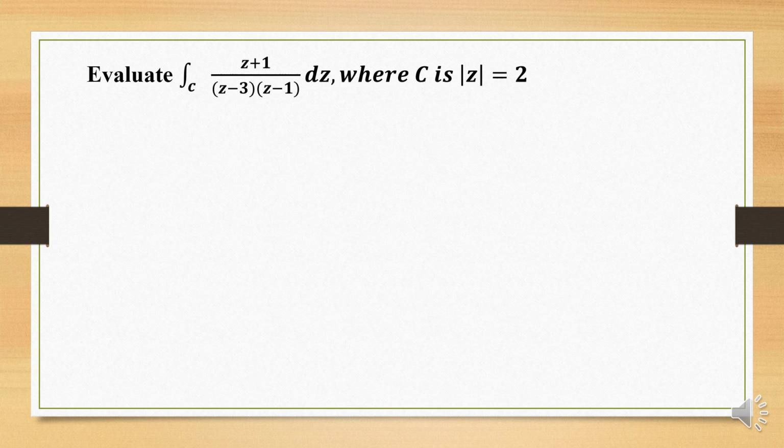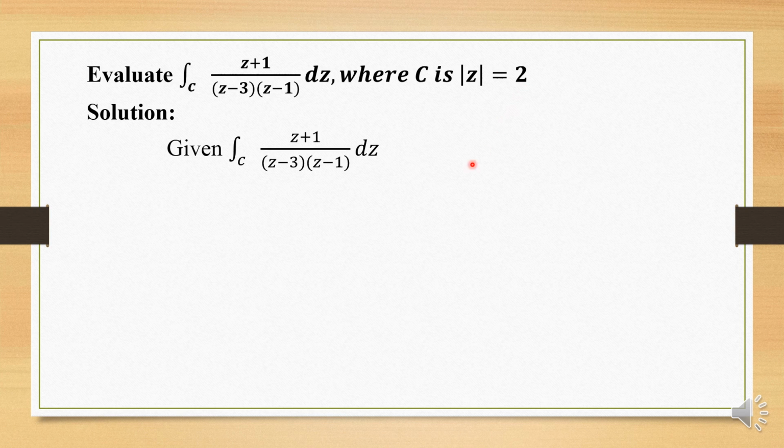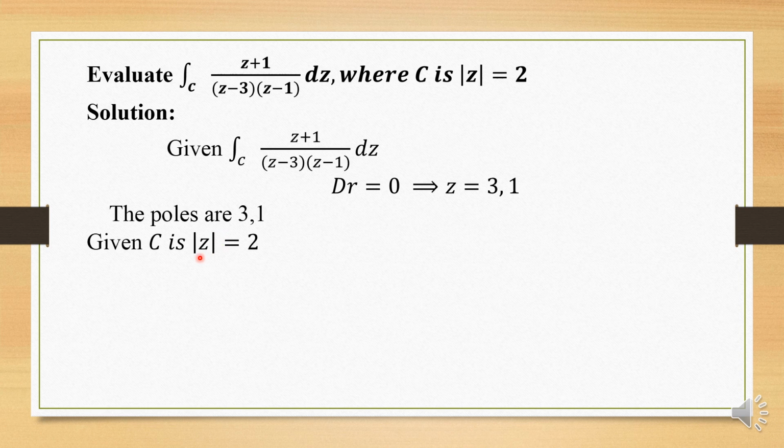Now using this technique we are going to solve some problems. The first one: evaluate integral over C of (z plus 1) divided by (z minus 3)(z minus 1), where C is mod z equal to 2. First we find the poles. A pole is the value of z that makes the denominator 0. If we give z as 3 we get the denominator 0, so 3 is one pole, and if we give 1 the denominator is also 0. So 3 and 1 are the poles.